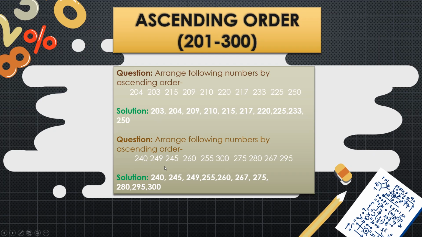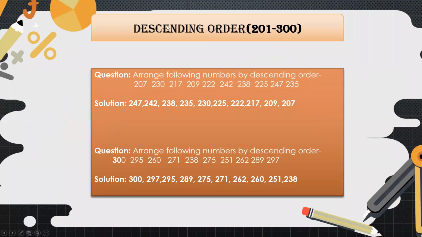Is there another question pattern? You can see 240. This is the least number of this series. So here the first number is 240 and the last or biggest number is 300. You have to arrange the given numbers from small to big. Okay. So go to the next slide, which is descending order.